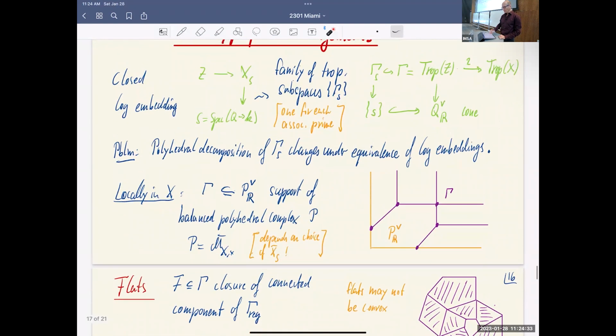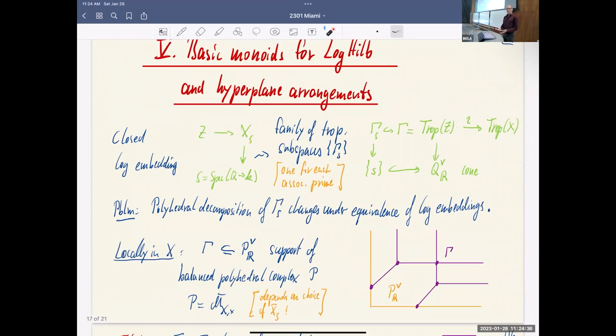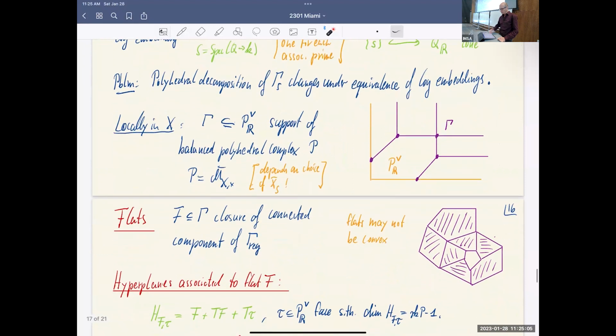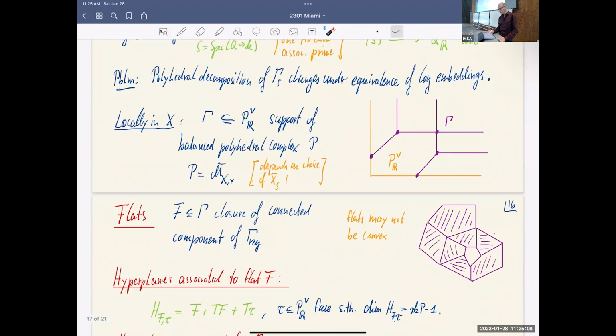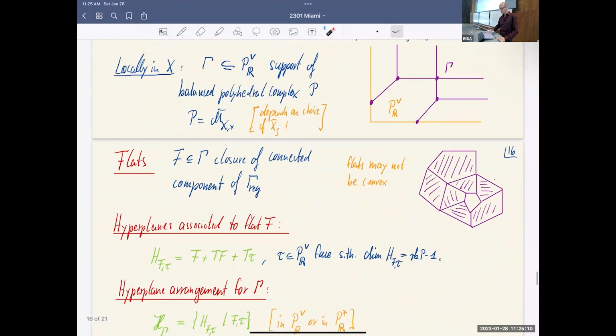And the problem that I alluded to before when talking about these expanded degenerations is that the polyhedral decomposition of this gamma S changes under the equivalence of log embeddings, because once you do a log embedding, you may subdivide, right? It becomes a subcomplex of something, and to subdivide the image complex, you need to induce subdivision of your subspace. Okay, but still locally in X, this gamma is a support of a balanced polyhedral complex.